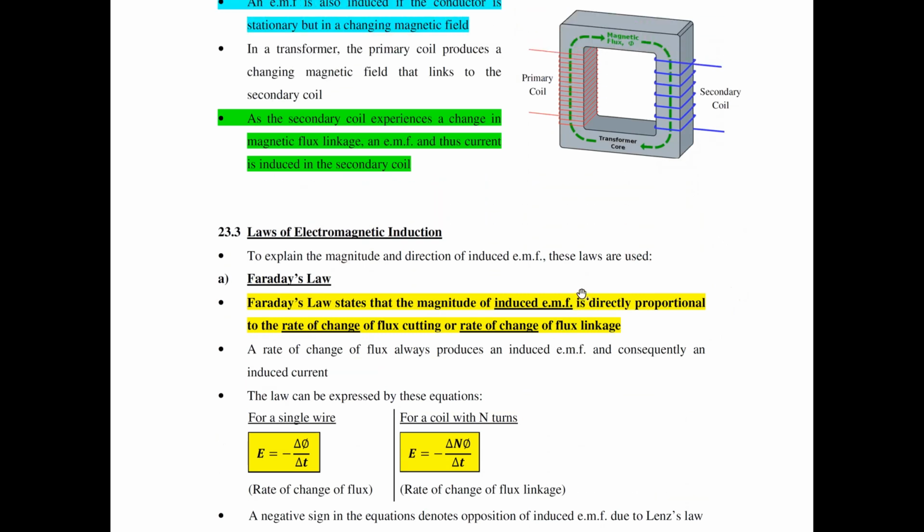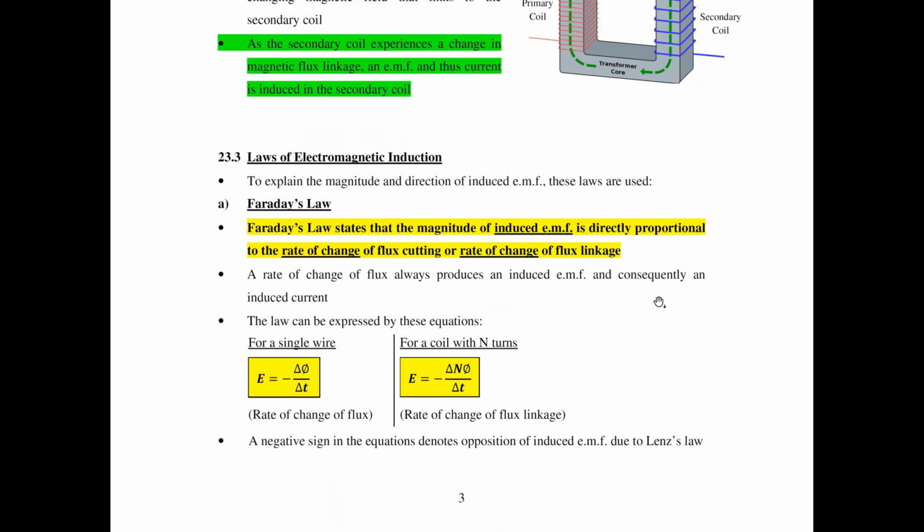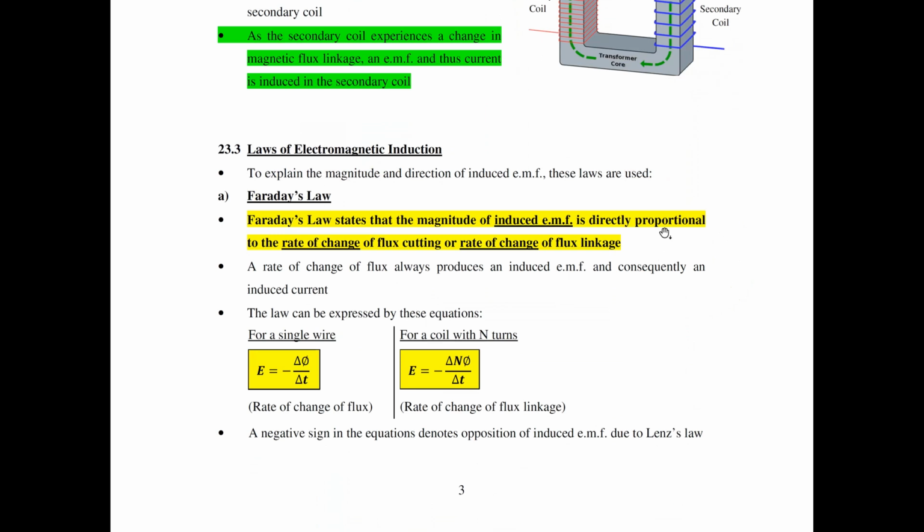Now, the part before this talks to you about how you actually got your induced EMF and induced current. If you want to explain the magnitude of your induced EMF and the direction of your induced EMF, you would have to use two specific laws. Those laws are your laws of electromagnetic induction. The first law that you have to refer to usually is Faraday's law. Faraday's law explains to you the magnitude of your induced EMF.